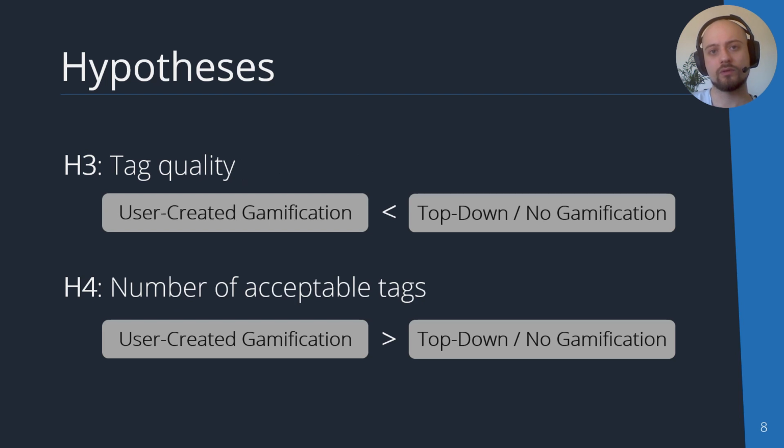Lastly, with H4, we say that even though we expect the quality to become lower, we argue that this is made up by the amount of text generated by user-created gamification. So if we filter out the text of low quality, we say that user-created gamification still has the significantly highest amount of text generated compared to top-down gamification and to no gamification.